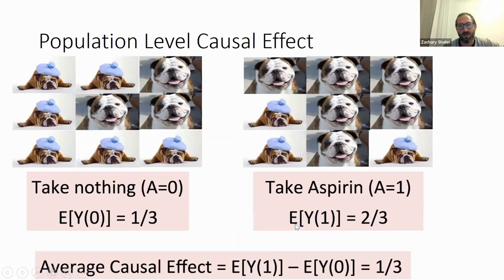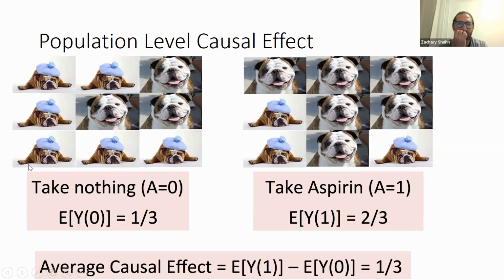So causal inference is usually about trying to estimate population level causal effects. So let's say the top left in each grid of dogs is like the same dog. It's their potential outcome under no treatment and their potential outcome under treatment. So the top one, treatment helps them. The middle one, it does nothing because they get better either way.